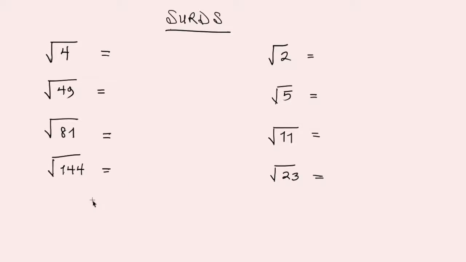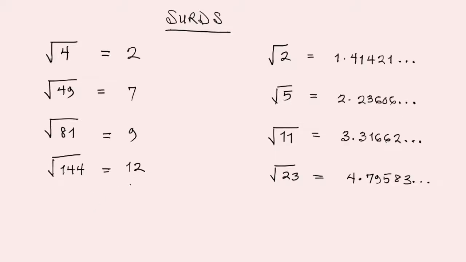Now, let's consider their solutions as well. We would find that the solutions of this first set of numbers are totally different from this set of numbers. We have the square root of 4 to be 2, the square root of 49 to be 7, the square root of 81 to be 9, and the square root of 144 to be 12. These solutions are rational numbers.